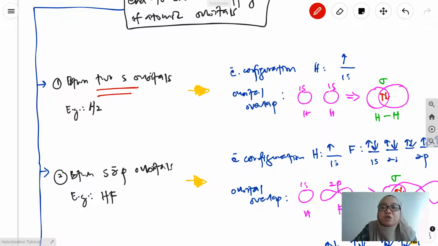So when two hydrogen meet each other on the way, they will tend to overlap to form hydrogen gas. So since this hydrogen has one unpaired electron and this hydrogen has one unpaired electron, they will form a covalent bond through the orbital overlapping to form a sigma covalent bond between two hydrogen atoms. So now they have one sigma bond. Okay, so hydrogen gas forms one sigma bond.